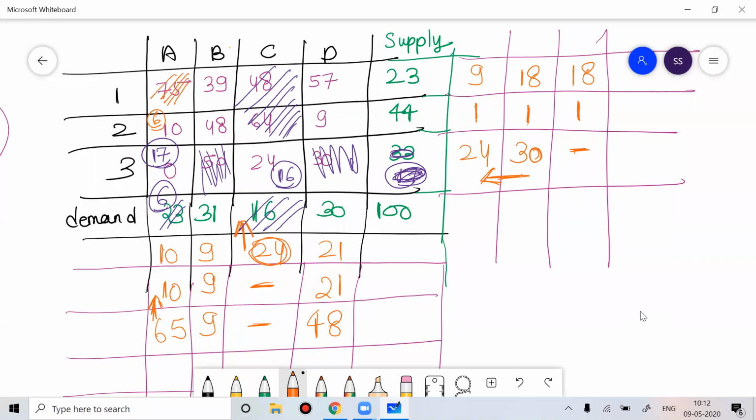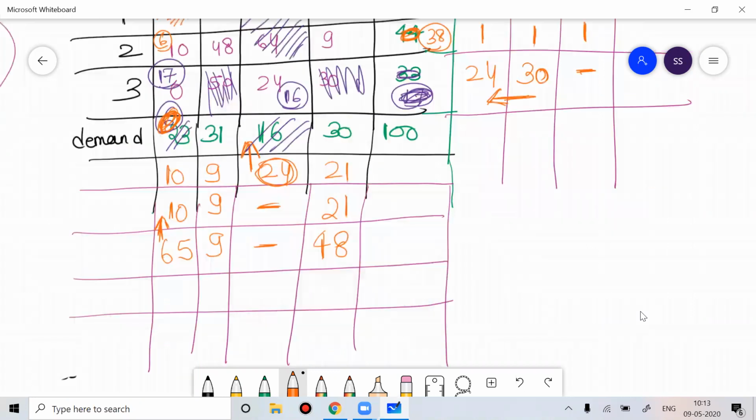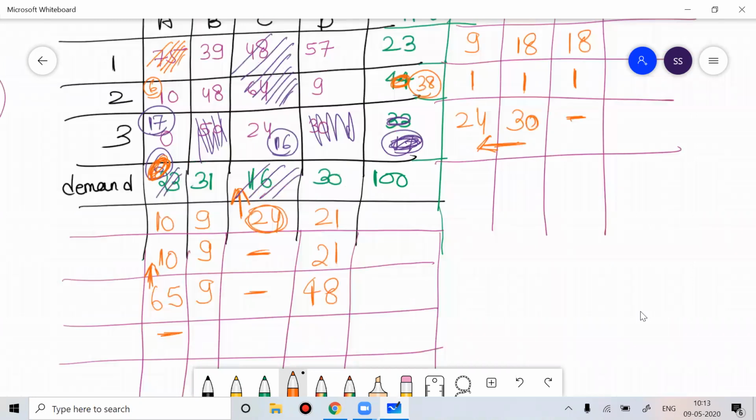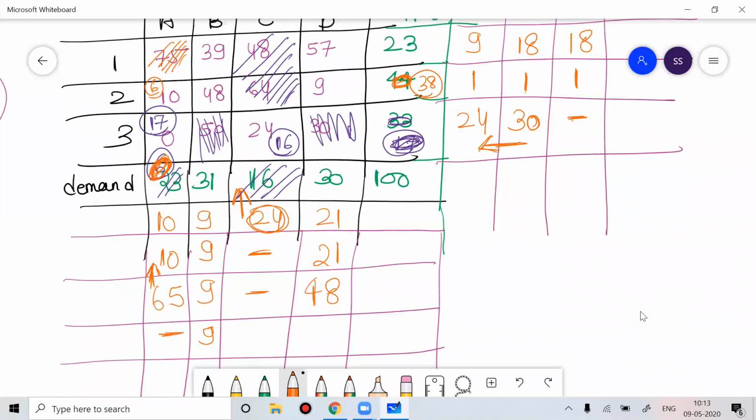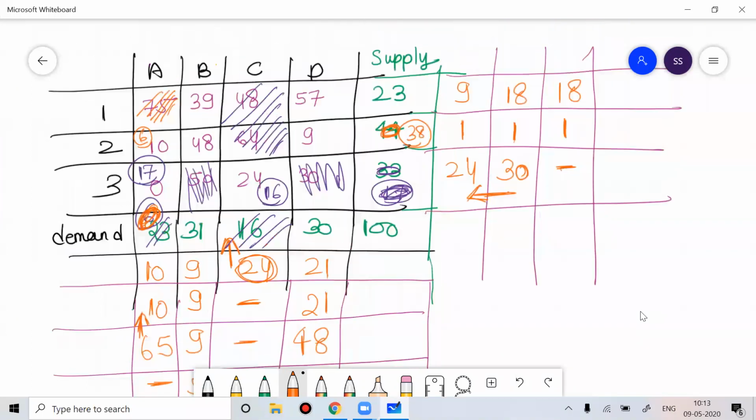So this nothing can be done. This is done. So this will become how much? 44 minus 6 means 38. Now 38 is left. Now this row is done. Then this is 48 minus 39, 9. This nothing can be done. This is 48, same, no change. Now this is 57 minus 39, that would be 18 only.